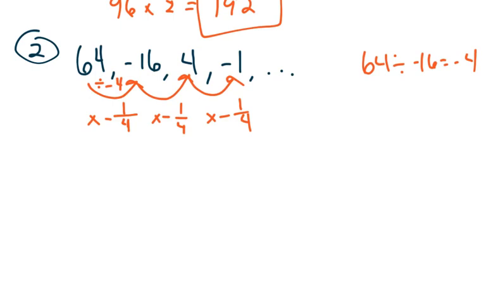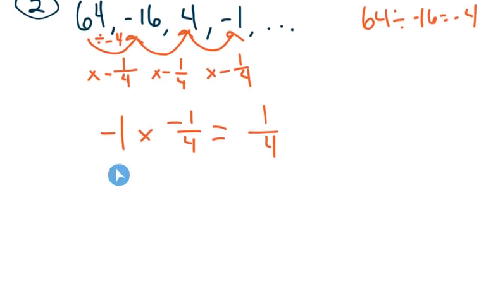Let's get our next three terms sorted out. Our last term that we were given was negative 1. If we take that times our common ratio, negative 1/4, this one shouldn't be too difficult. 1 times anything is just going to be that anything. So our next term will be positive 1/4, because we had negative times negative. Negative times negative is a positive. And we'll just continue the pattern.